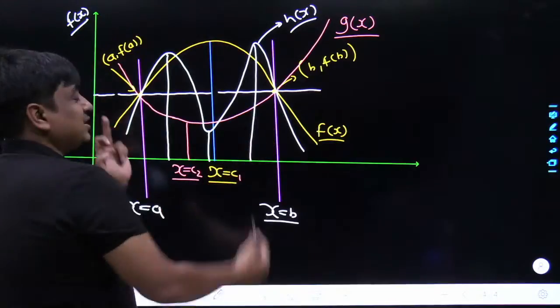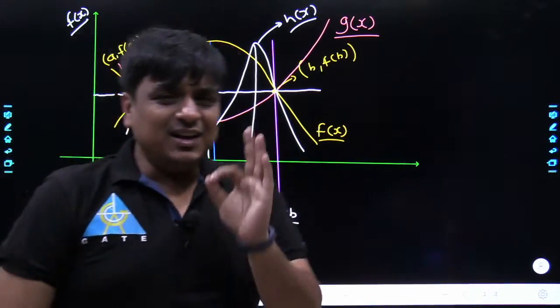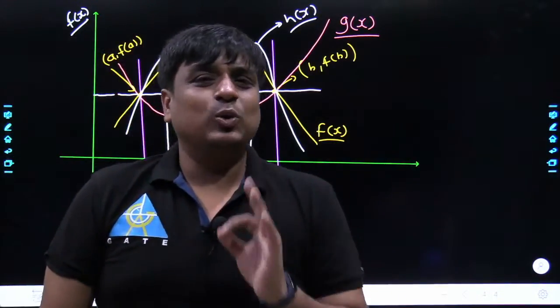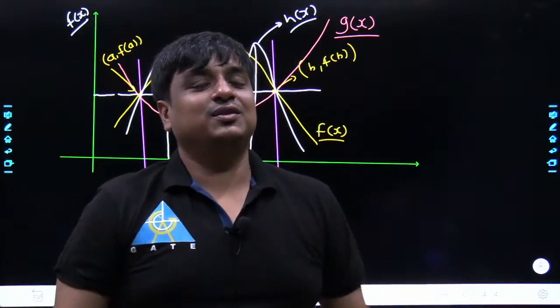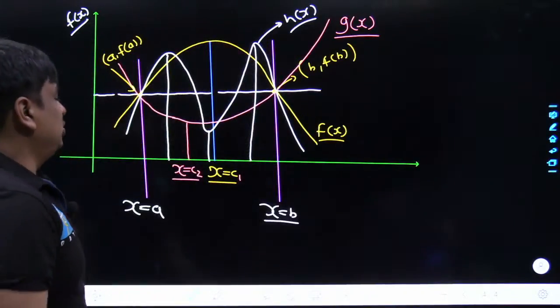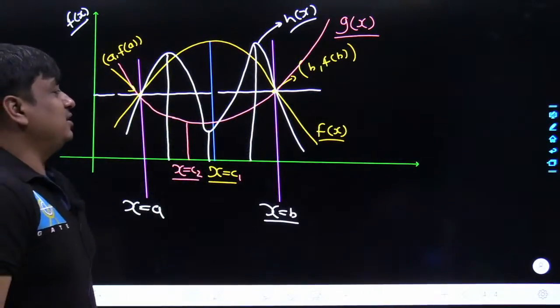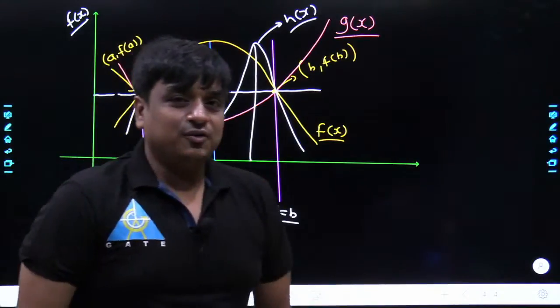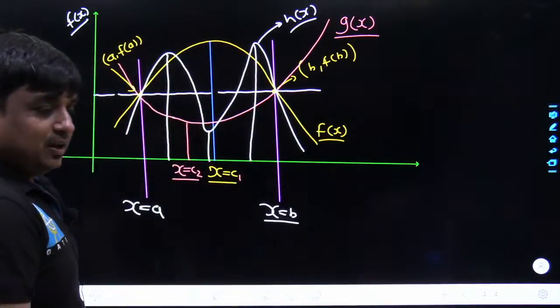What's the great over there? May I know one thing? Really, now you have to learn the Rolle's mean value theorem by heart? No, not necessary. You need not learn the Rolle's mean value theorem by heart from here onwards. Is that part clear?